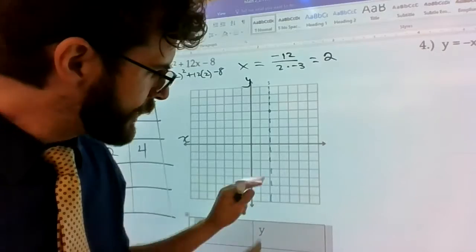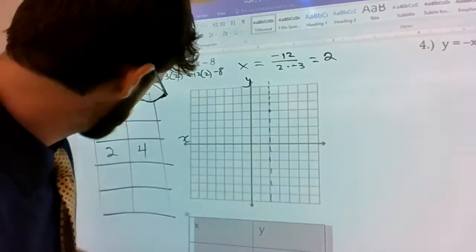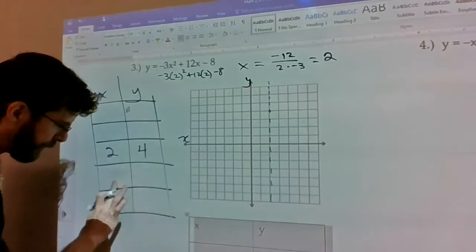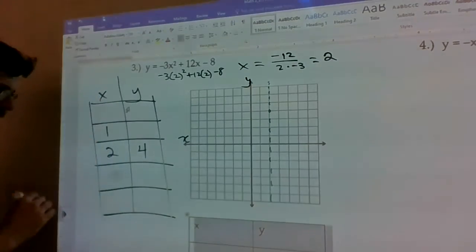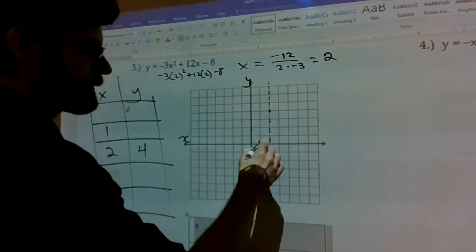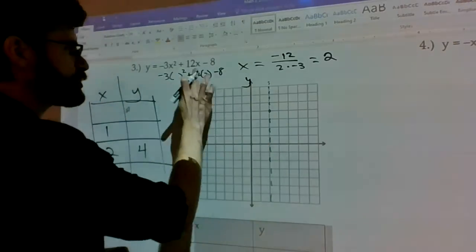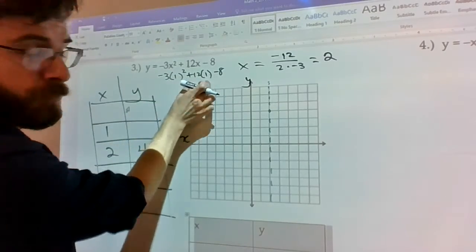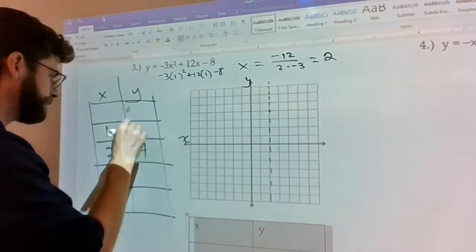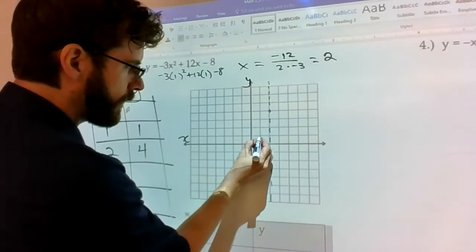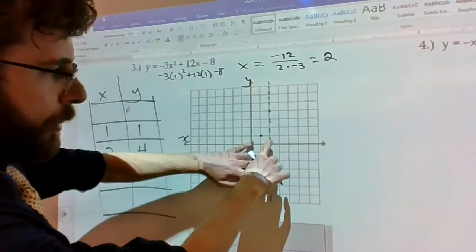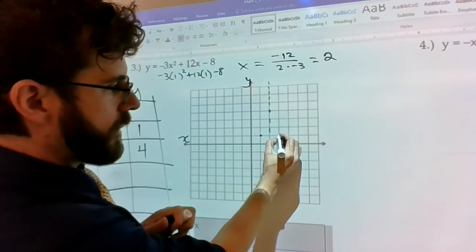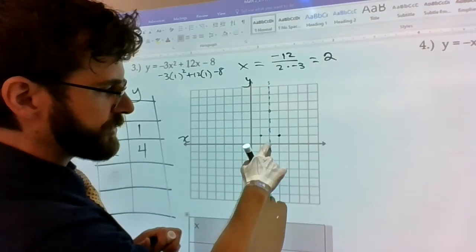So I'm just going to try x equals 1 for this one. If you're talking small numbers, that would be left of or above here. All right, so if I try 1 instead of 2, that's going to be negative 3 plus 12, which is 9, minus 8 is 1. So 1, 1. And then it has a partner point on the other side of that. So it's 1, 2, 3, 1.